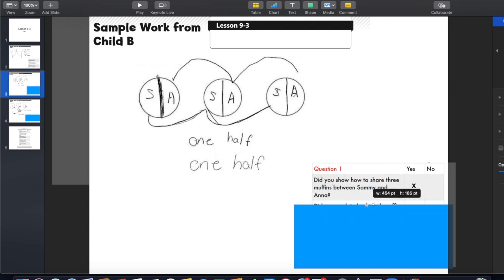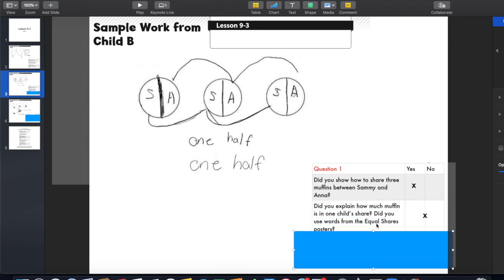So if I were looking at this, I would say, did you show how to share 3 muffins between Sammy and Anna? Yes, I think that they accurately and clearly showed how to share them with their picture. Did you explain how much muffin is in one child's share? Did you use words from the equal shares poster? So I marked it in the middle between yes and no. I think that student B tried to explain. I think they also use words from the poster, but unfortunately they're unclear and incorrect.